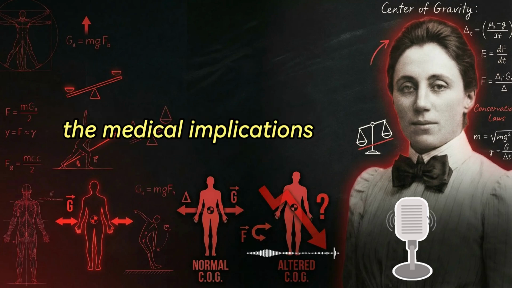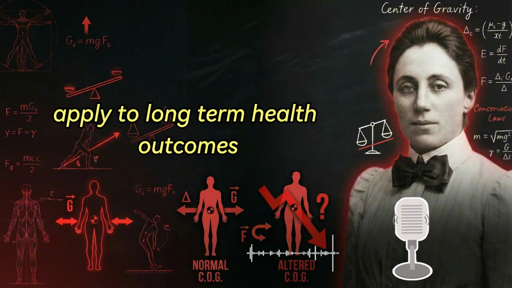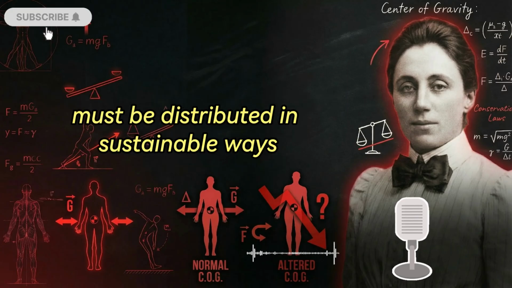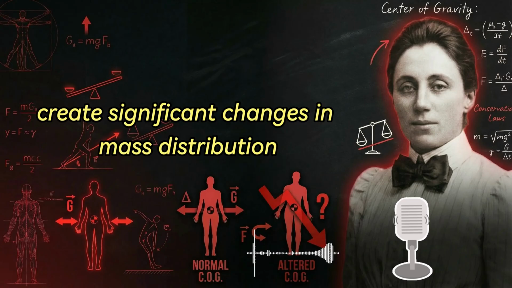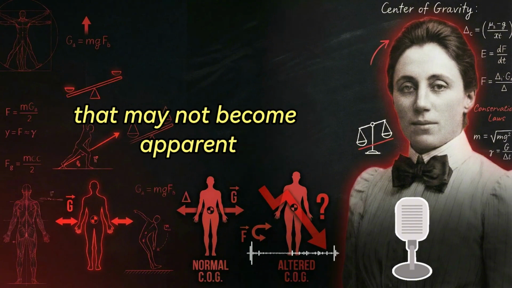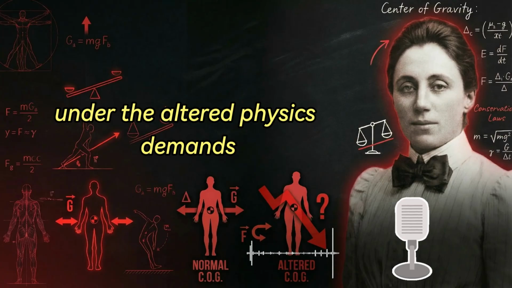The medical implications of extreme proportional modifications reveal how Emmy Noether's conservation principles apply to long-term health outcomes. The human body represents a complex system where forces, stresses, and metabolic demands must be distributed in sustainable ways. When surgical modifications create significant changes in mass distribution or loading patterns, they can initiate cascading effects that may not become apparent until years or decades later, as compensatory mechanisms gradually break down under the altered physics demands.